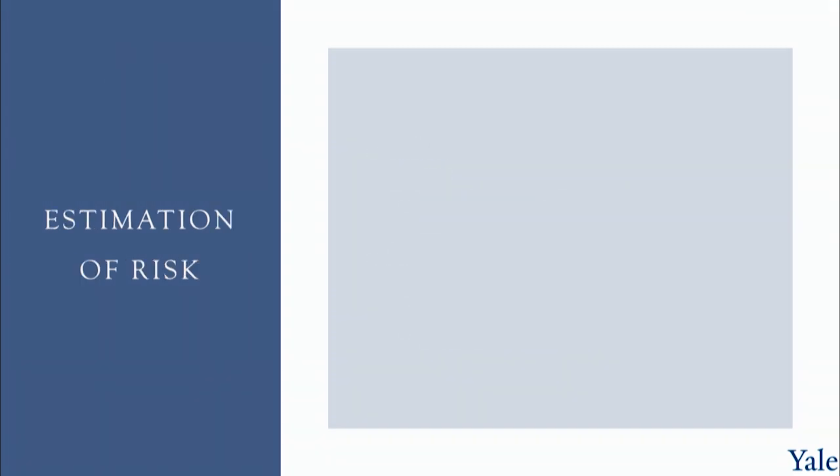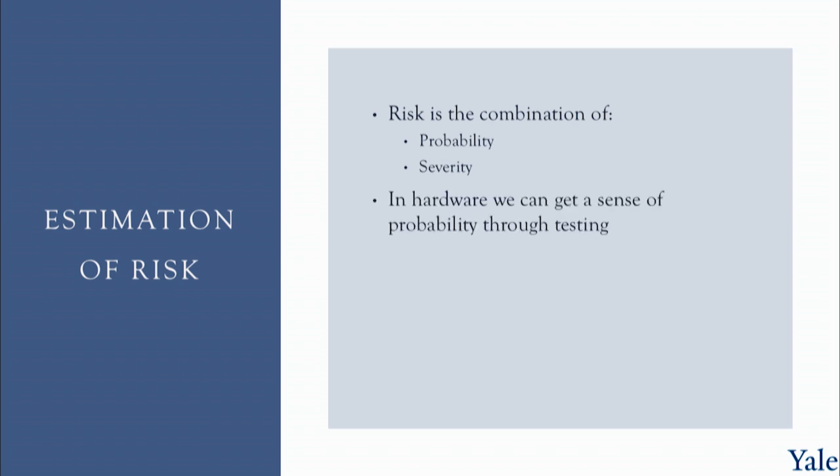And so how does one estimate the risk? Risk is the combination of the probability and the severity of something going wrong. And in the hardware, we can get a sense of the probability through testing, right? We take a piece of equipment, say a surgical stapler, we test it 1,000 times, it fails 10 times. Now we have a ratio of a likelihood sense, okay? It's 1%. But software is really deterministic.